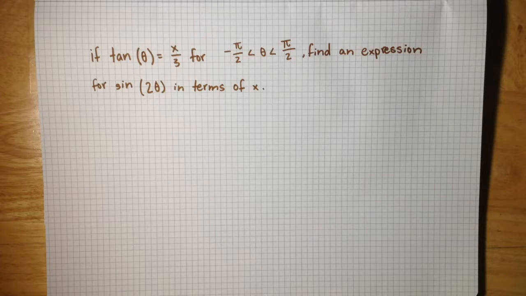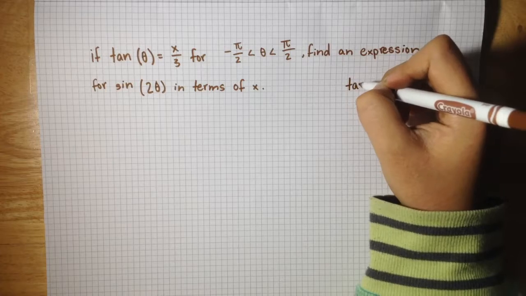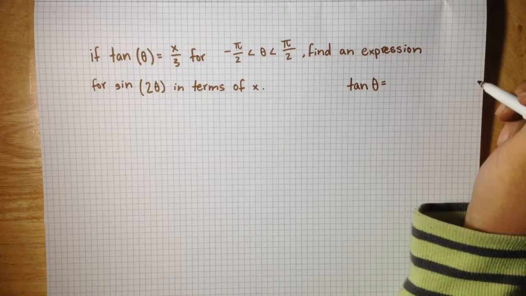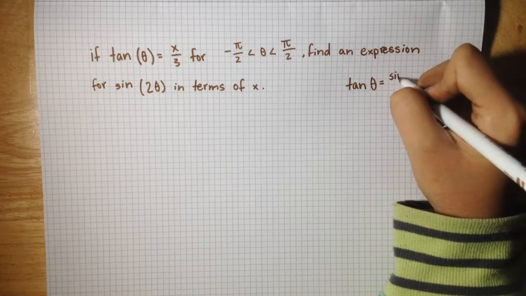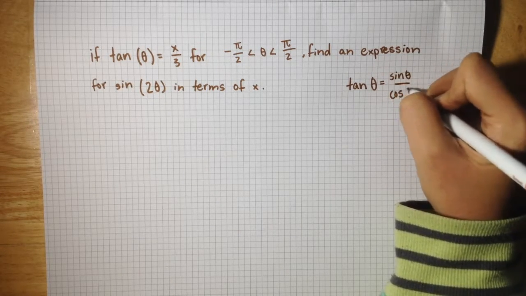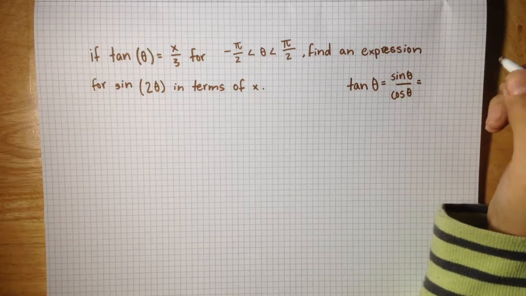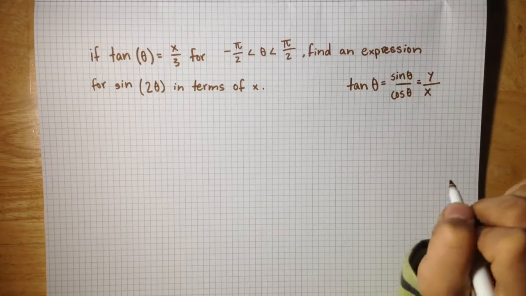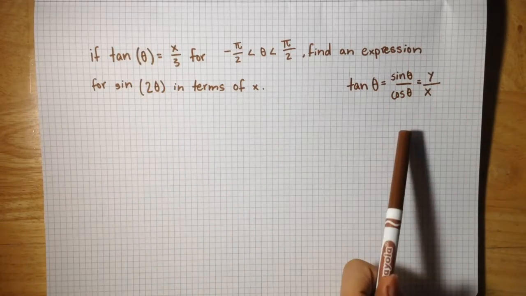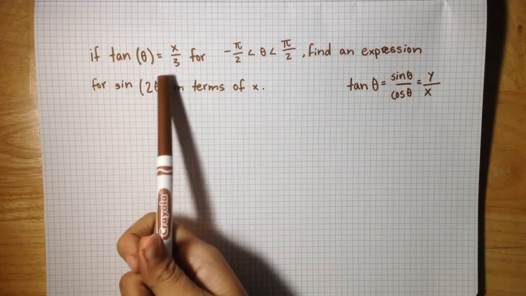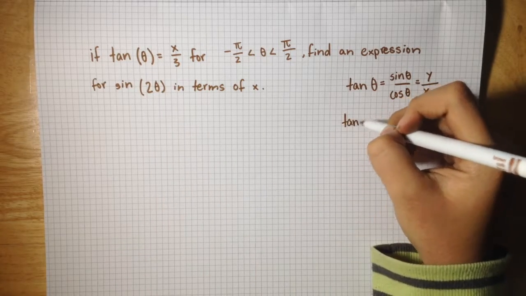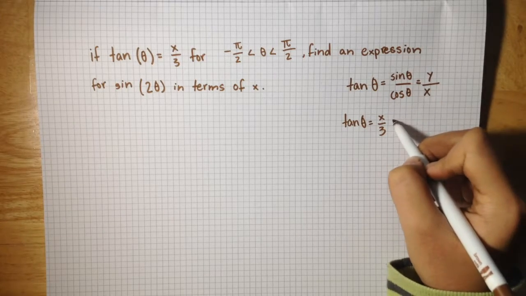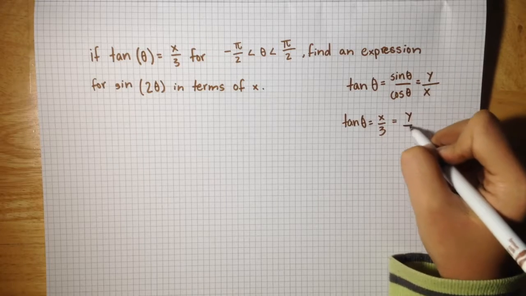First you have to realize that tangent of anything is equal to its sine value over its cosine value. And the sine value is always the y value, and the cosine value is always the x value. So they've told us that tangent of theta equals x over 3. And tangent of theta is always equal to y over x.